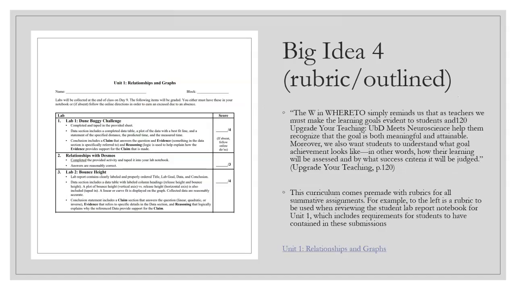Big idea number 4, rubrics and outline. Talked about it with the original standards, but if we look at page 120 of our Upgrading Your Teaching, the where-to simply reminds us that as a teacher, we must make the learning goals evident to students. But overall, it has to be evident, has to be present. So this is a huge aspect right here.